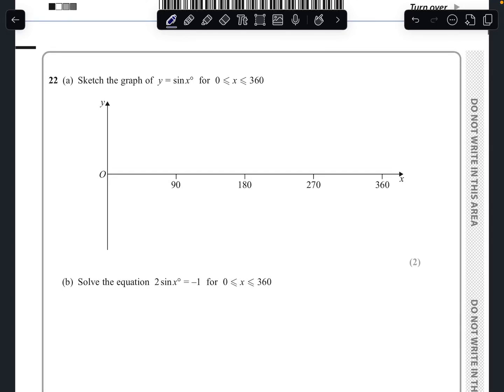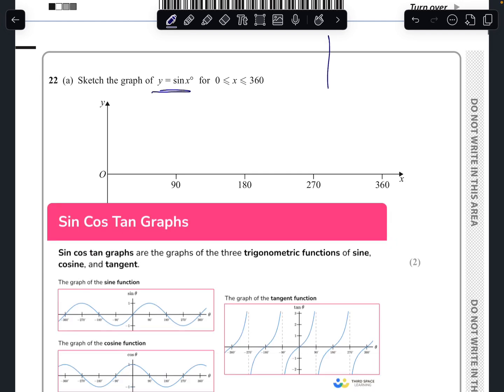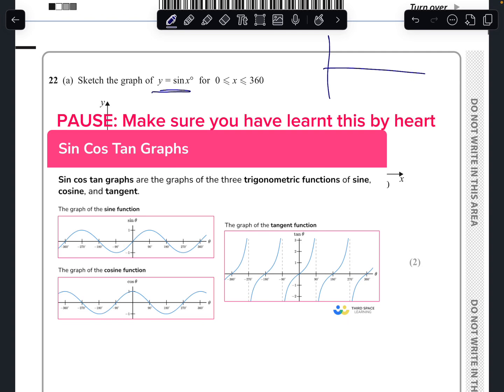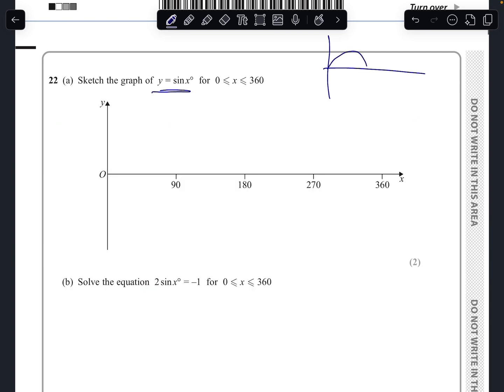Hey everyone, this is question 2022 from the June 2024 paper 1. So let's get right into it. They're asking us to draw the graph of y equals sine x. Really easy question here if you know the general shapes of all of them. So for sine x we know it is like this.